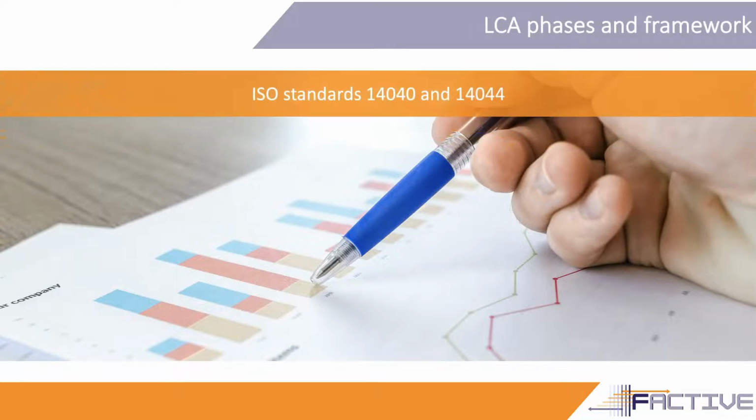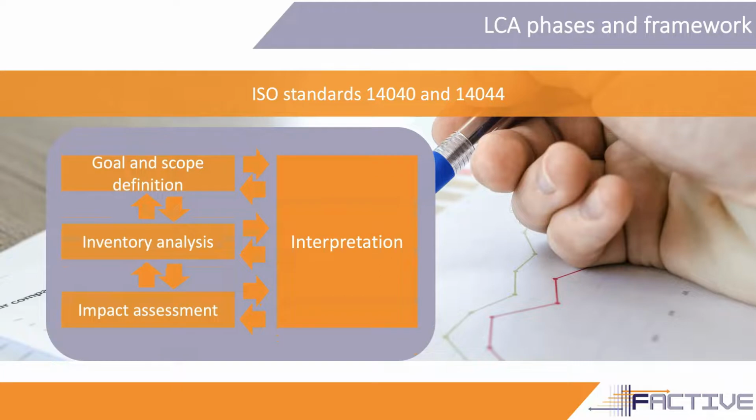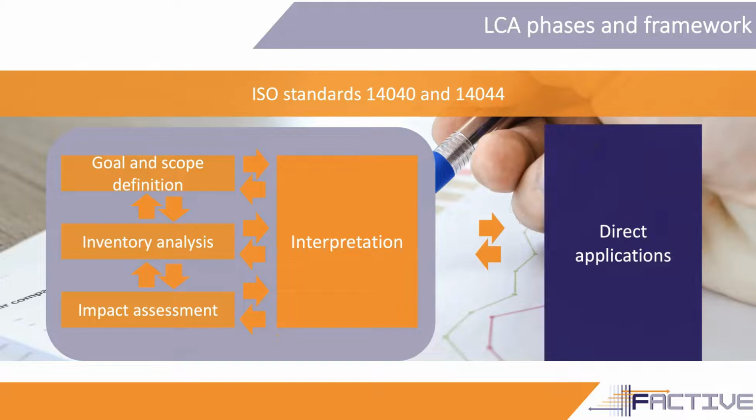ISO standards 14040 and 14044 define 4 phases of a life cycle assessment that can be organized in a framework. The framework is based on the constant interaction between the goal and scope, inventory analysis, impact assessment, and the interpretation of data. These 4 phases of LCA will help find solutions through the direct applications of results.